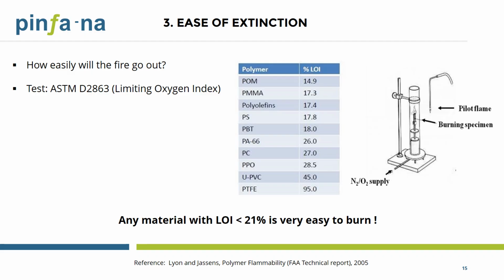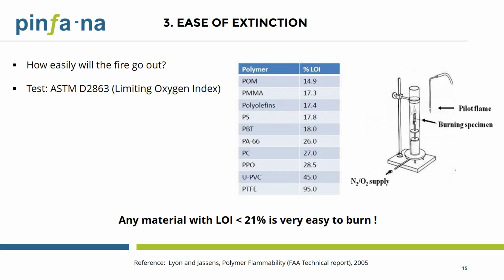Ease of extinction. How easily will the fire go out? Ease of extinction is very closely linked with ease of ignition. It is often measured in terms of flame off time or extinguish time as a part of the flammability or ignition tests, such as UL94 tests and glow wire test, which we just talked about.